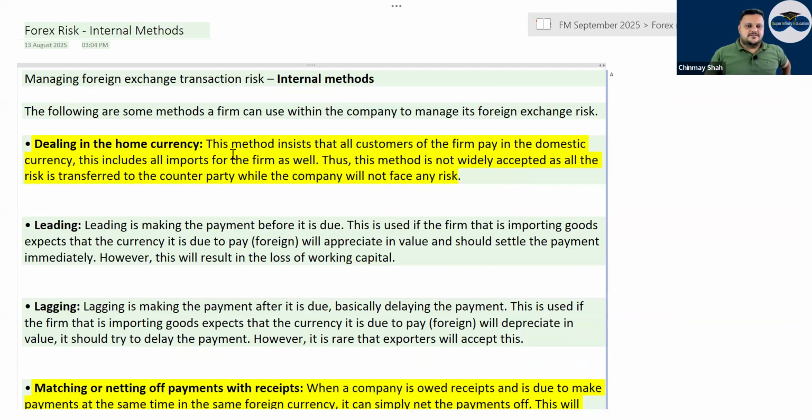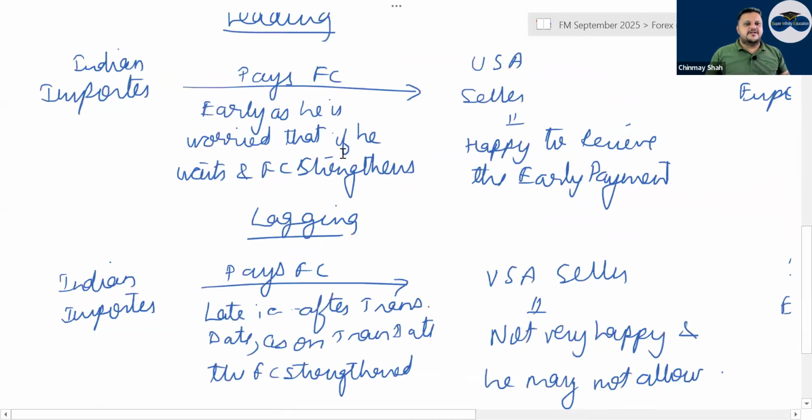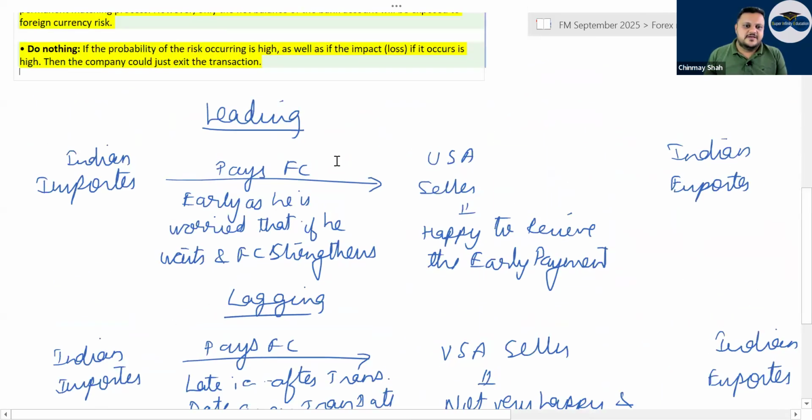Then leading and lagging. Look here: for leading and lagging, if an Indian importer pays in foreign currency, he will try to lead the payment. Means what? Pay early, right? The USA seller will be very happy, someone is paying early, he will allow it, correct? And if the Indian importer is worried that if he waits and the foreign currency strengthens, then there is a problem. So the Indian importer may use leading to pay the USA seller, who will be more than happy, correct?